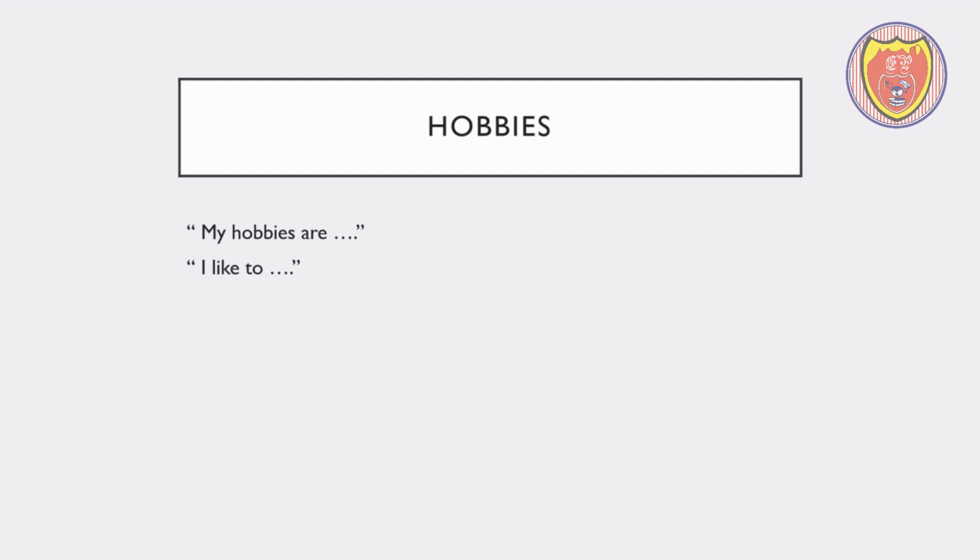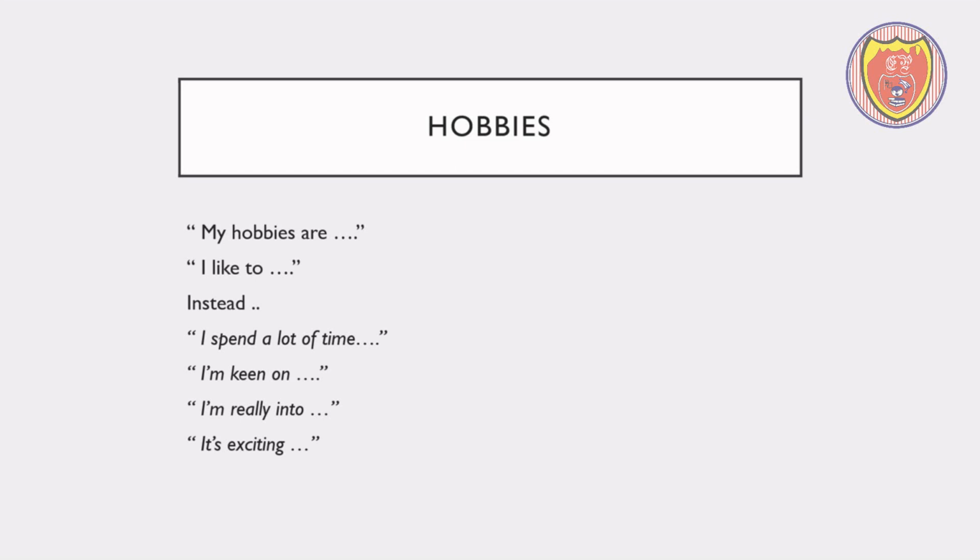Instead, to give a better impression in front of your audience, what you can do is say, I spend a lot of time reading my favorite books, listening to music, etc. I am keen on developing my skills in my free time, in my leisure time. I'm really into skydiving or whatever may be your sport. It's exciting to be a part of cooking or maybe any other activity that you love doing. So this is how you can emphasize your hobbies and create that great impact when you include your hobbies in your introduction.